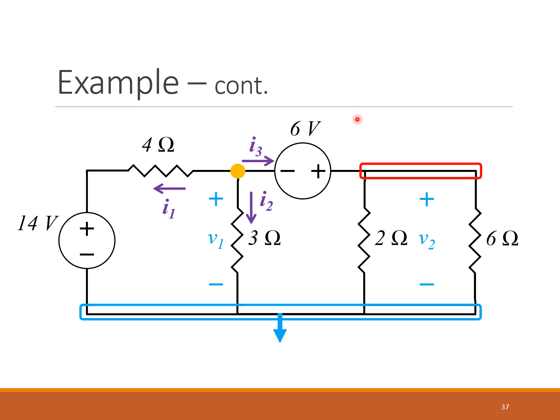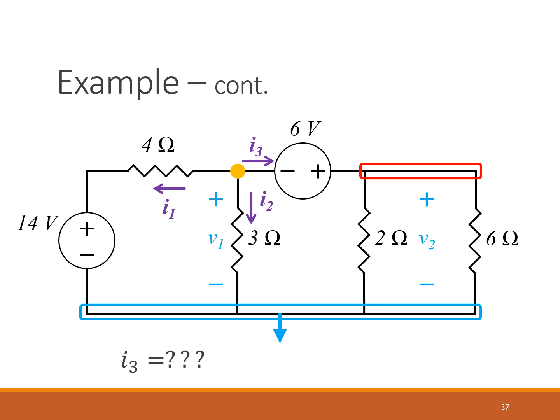And so what we could see is we could use the same techniques we had found previously to get an expression for I1 in terms of our V1 and our 14 volt and our 4 ohm resistor. We could use V1 and the 3 ohm to get an expression for I2, but we run into an issue over here where we only have this voltage source between node 1 and node 2. So we don't know how to define that current I3.